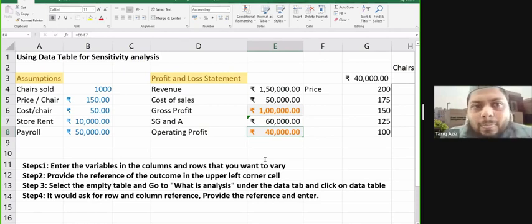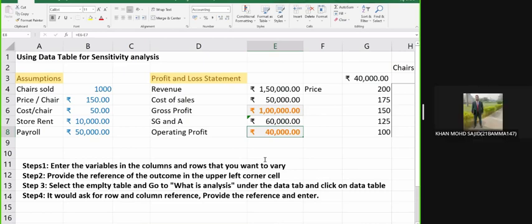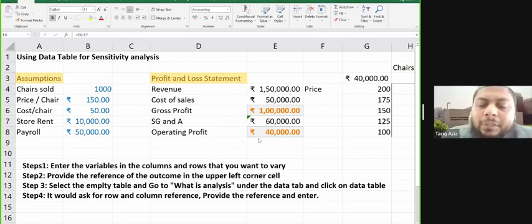So this is the base case. Base case means if the business is able to sell 1,000 chairs and these are the components of costs, in that case, the operating profit will be 40,000.